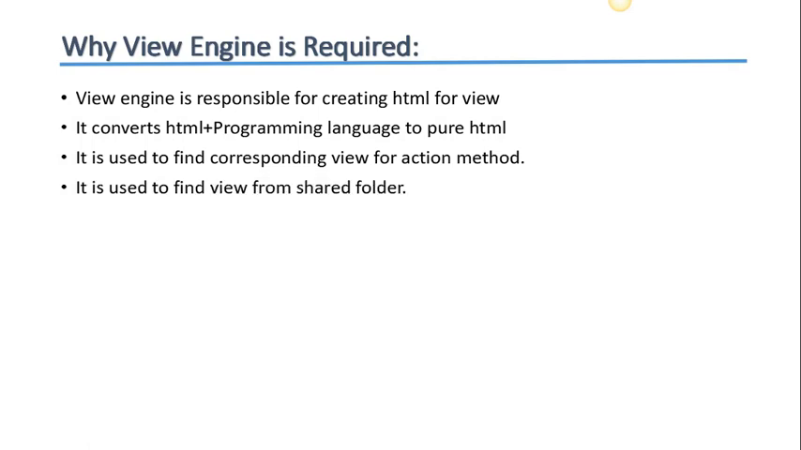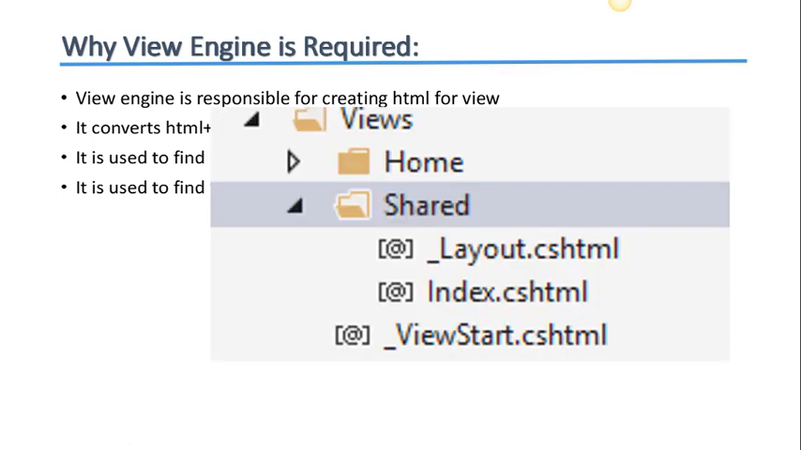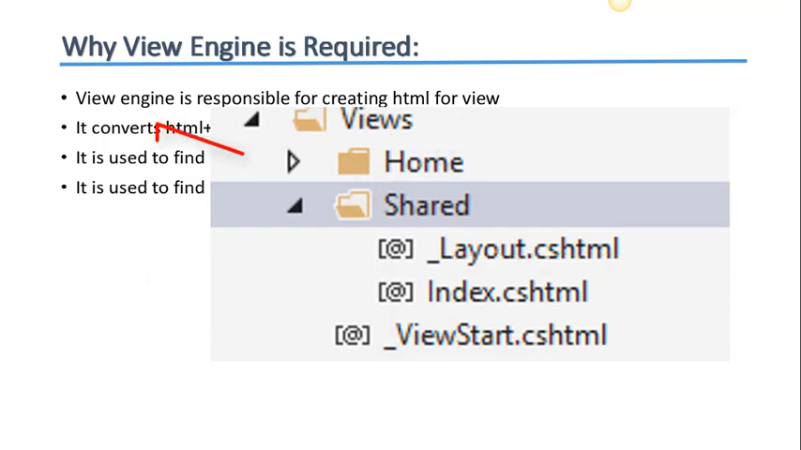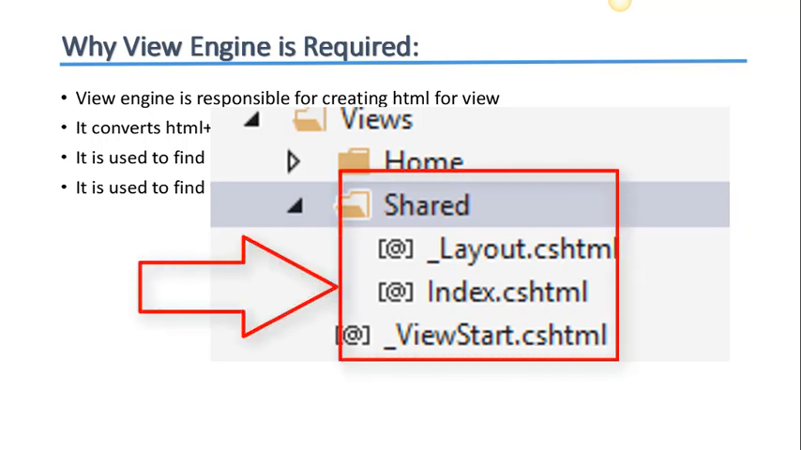It is also used to find the view from the shared folder. If you have one index method inside the home controller, and we have created the index view inside the shared folder instead of the home folder, then once you execute your application, first it will look inside the home folder. If the corresponding view is not found inside the home folder, then it will look inside the shared folder. This is the job of the View Engine.